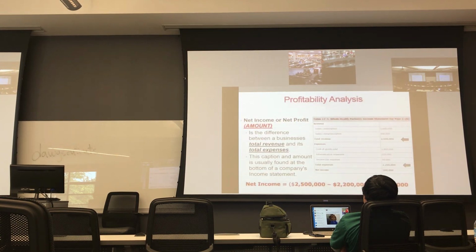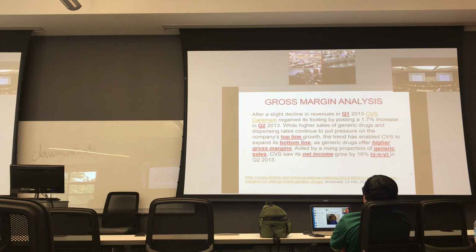All right, so net income. How do we do the net income? That's total revenue minus total expenses, and then you come to the net income. But in the gross margin, here a slight decline in revenues showed a 1.7% increase in the net income, and they call that the bottom line. So you can read through this, but as generic drugs offer higher gross margins, aided by rising proportion of generic sales, CVS saw its net income grow by 16% year over year. That's what YOY means from 2013.